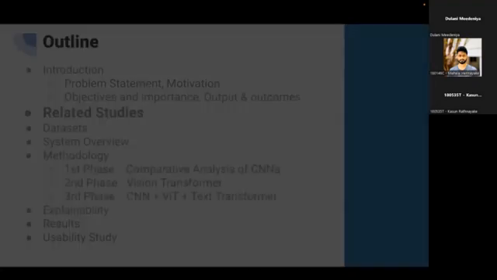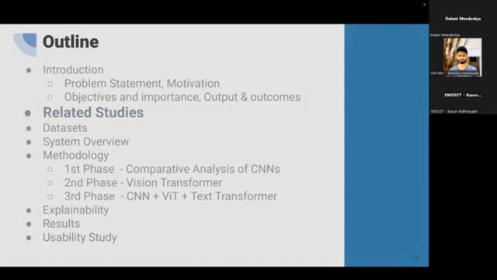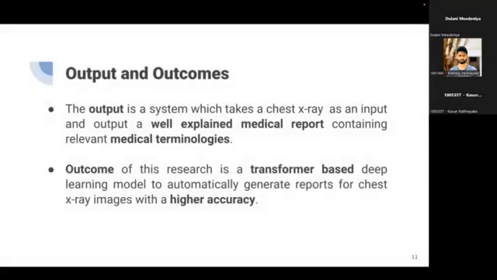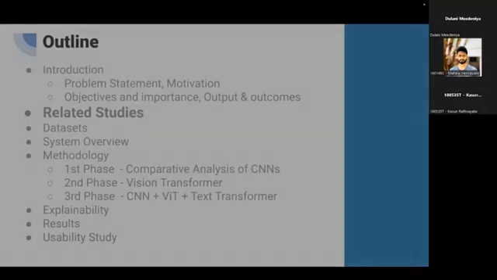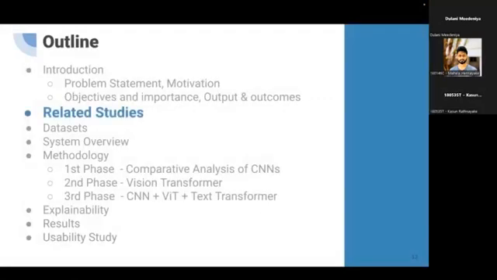And the outcome of this research is a transformer-based deep learning model to automatically generate reports for chest X-ray images with high accuracy. Next, we will look at some related studies.